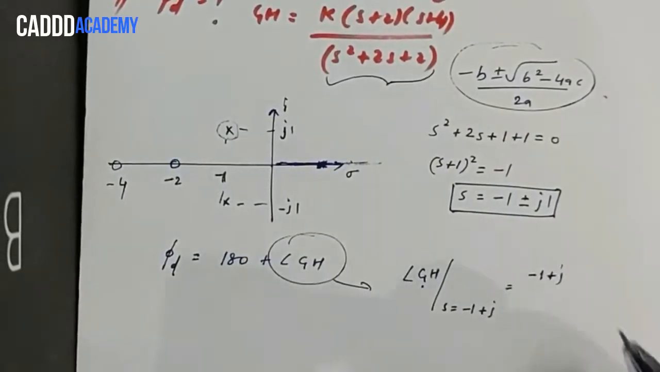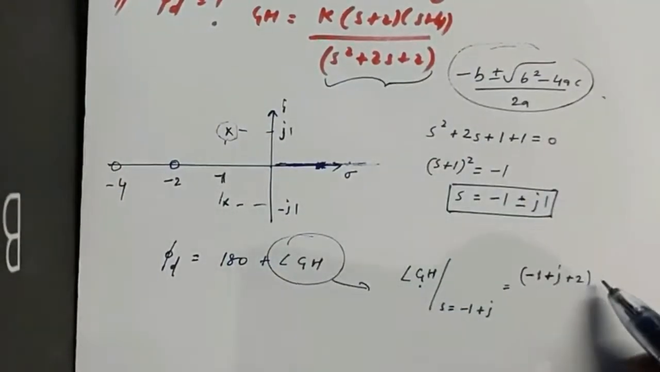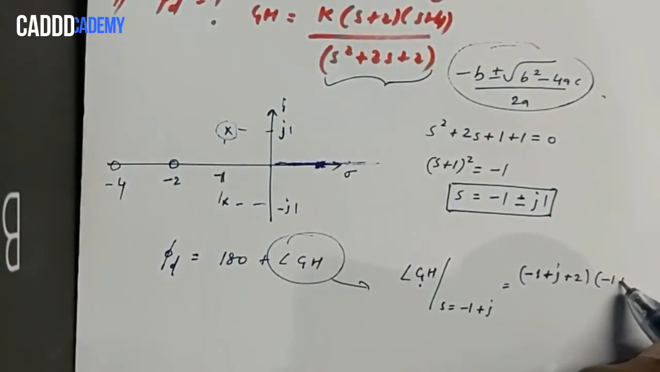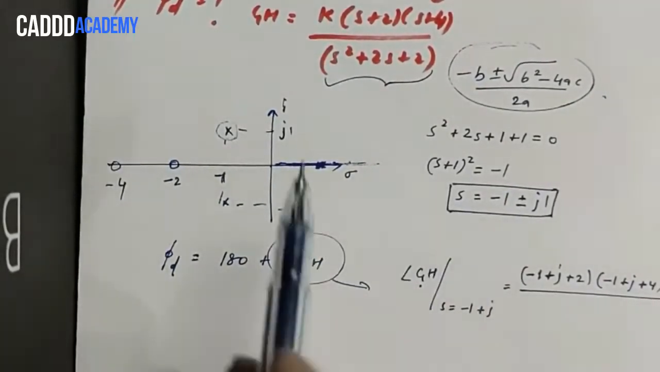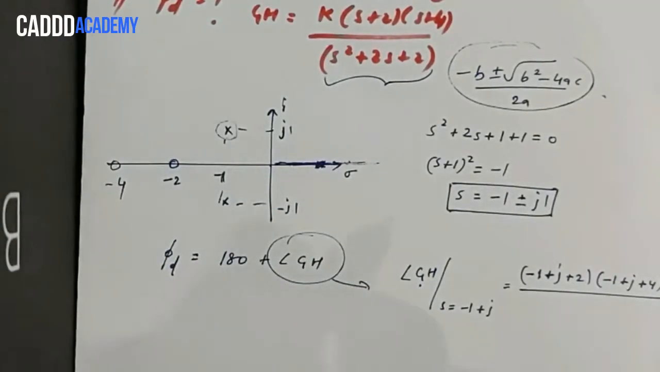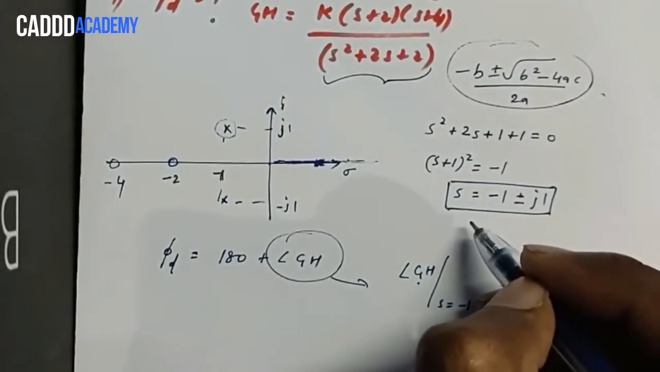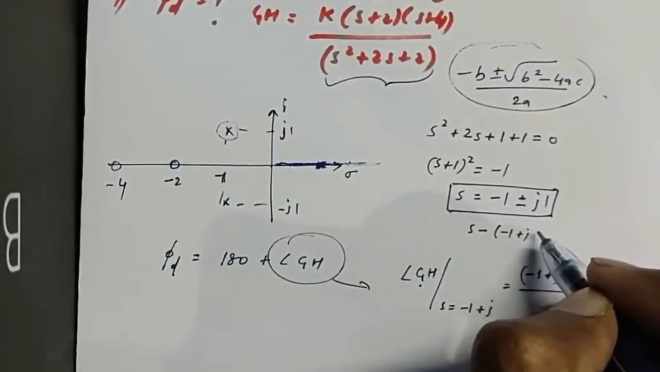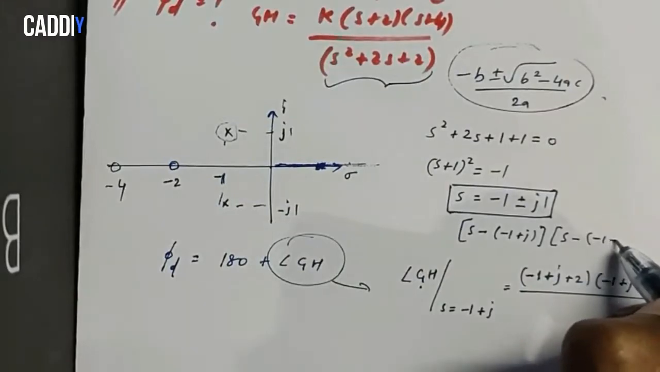Now the s value we are putting here also, minus 1 plus j plus 4. Now we will put the s value here also, and we know the poles are this, so we can write this equation as s minus 1 plus j, s minus 1 minus j.